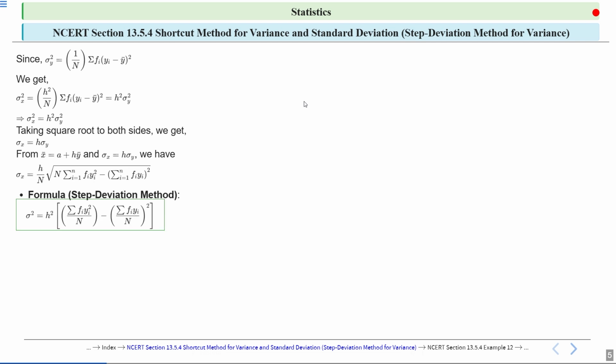Here is the general formula for variance using the step deviation method. Sigma square equal to h square times [summation fi yi square divided by n minus (summation fi times yi divided by n) whole squared], where yi is xi minus a divided by h, where a is the assumed mean and h is the class width.